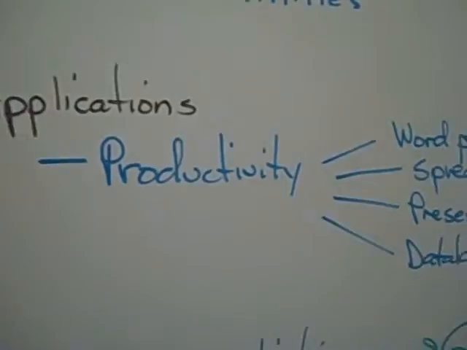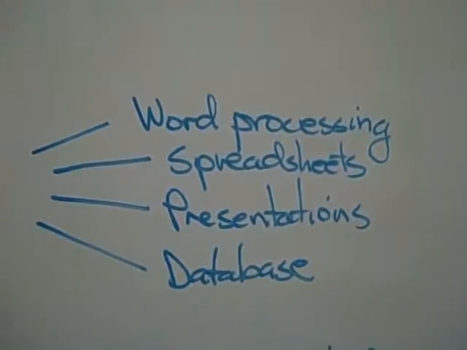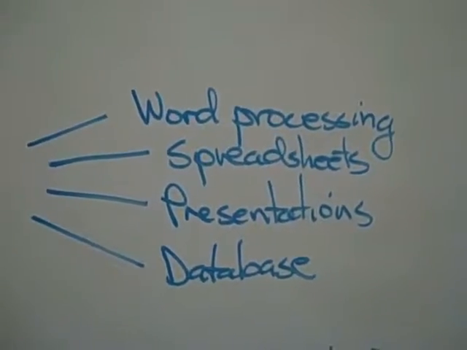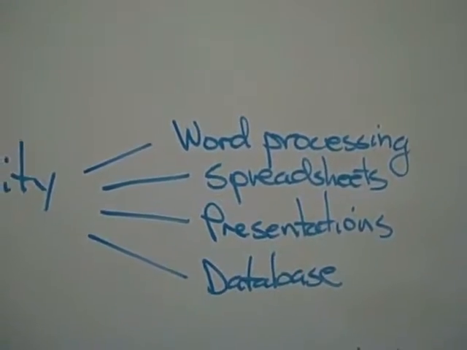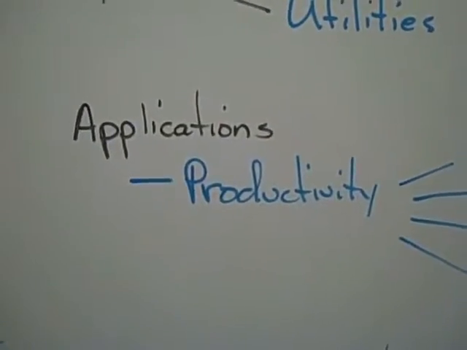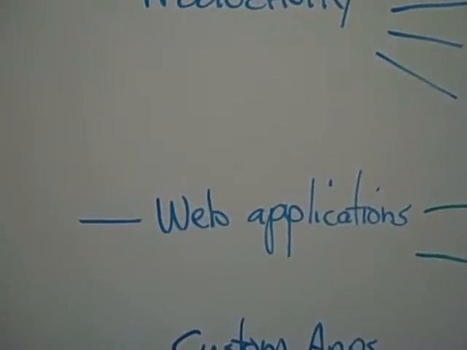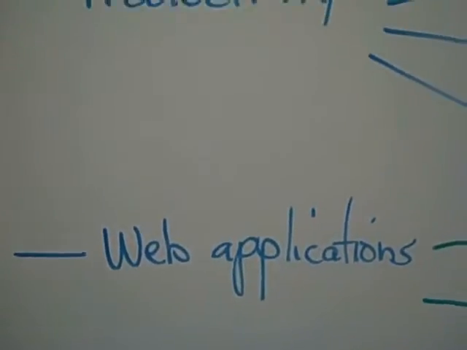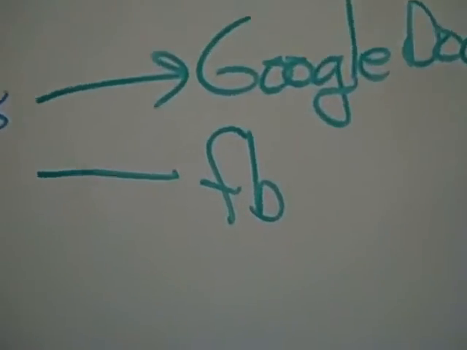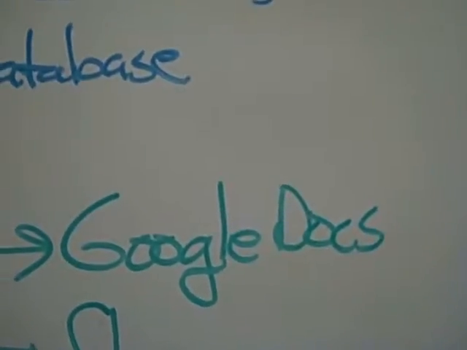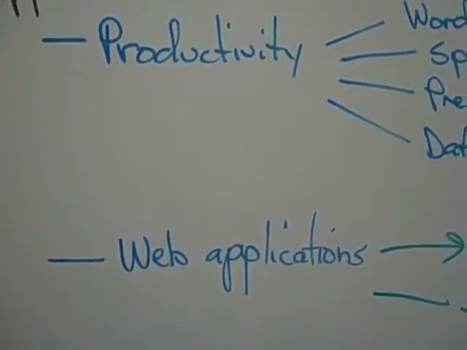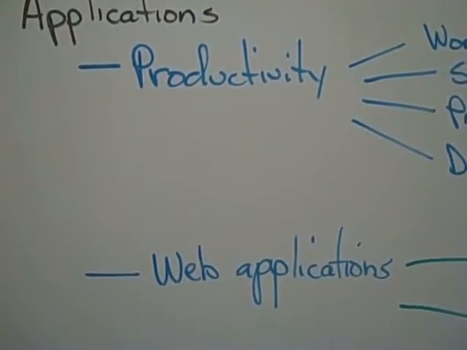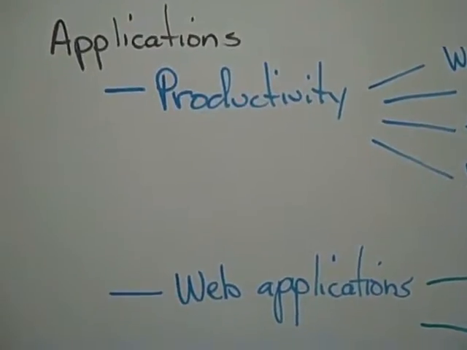We talked about productivity software, word processing, spreadsheets, presentation, database. There might be some graphic software that would fit into that category and so forth. Then we talked a little bit about web applications, everything from Facebook to Google Docs to lots of different things. We also talked about internet software like email software and so forth.